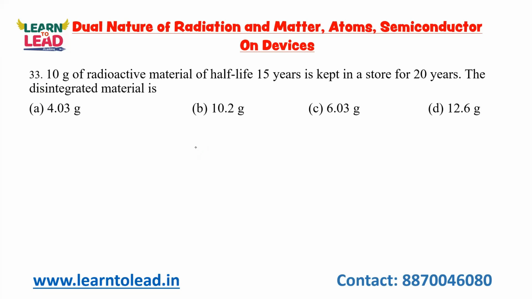10 gram of radioactive material of half-life 15 years is kept in a store for 20 years. They are asking how much material has disintegrated. One half-life is how much? One half-life is 15 years. How many years have I kept it in my store? 20 years. So at the end of one half-life, 5 grams will remain. Initially 10 grams, at the end of one half-life, 5 grams will remain. Okay?